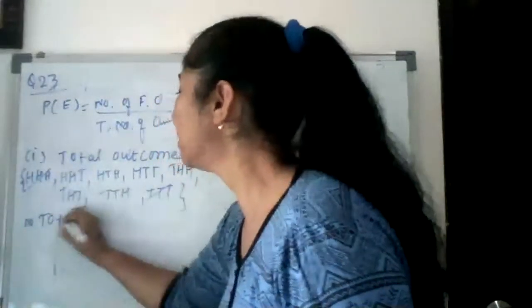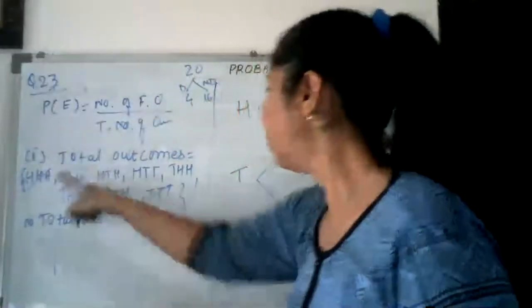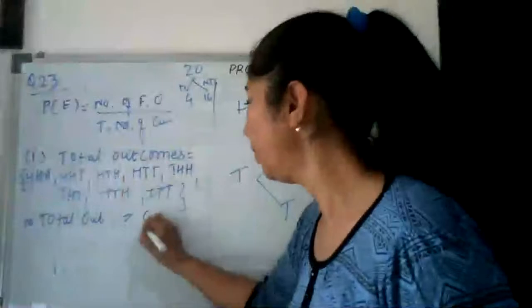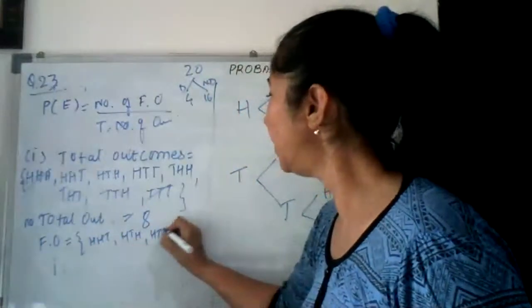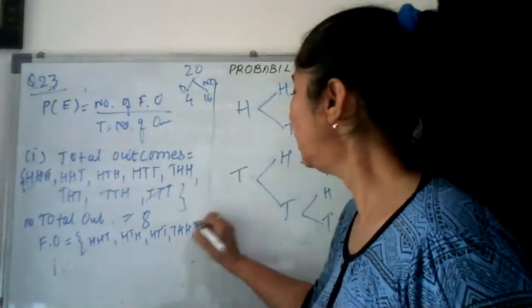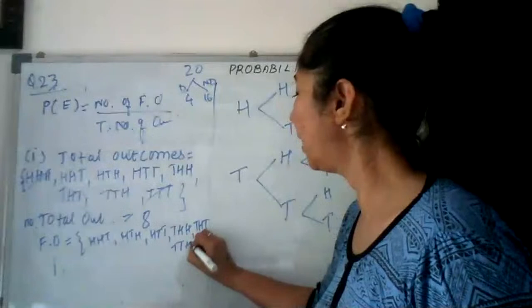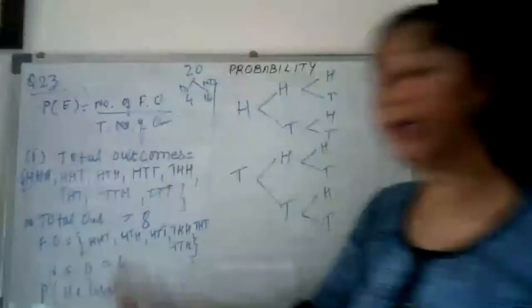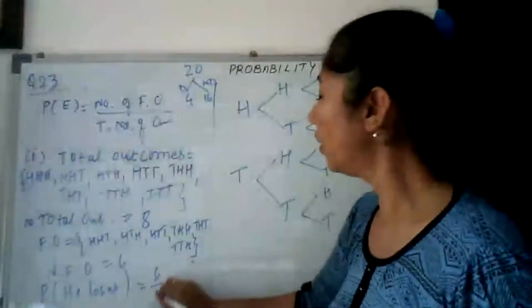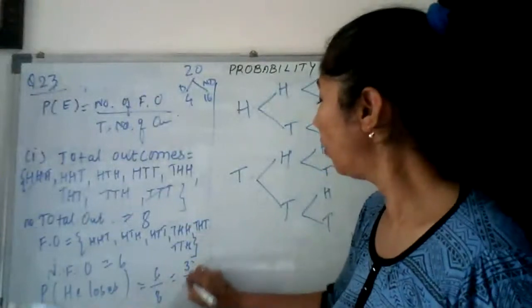So your favorable outcomes. So ultimately, how many total outcomes do you have? The number is 1, 2, 3, 4, 5, 6, 7, 8. Okay. And which are your favorable outcomes? So these remaining ones, HHT, HTH, okay, HTT, THH, THT, and TTH. These are all of them. Okay. So how many favorable outcomes are there ultimately? 6. So what is the probability that he loses? The probability of losing the game will be 6 on 8. So that is 3 on 4.